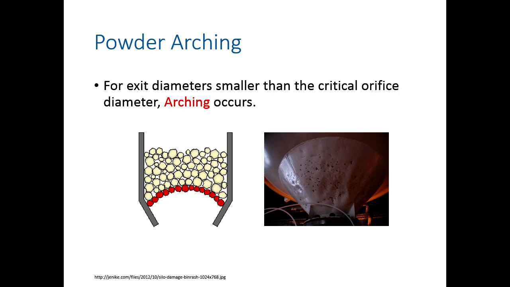So we measure the critical orifice diameter. If the orifice diameter of the container is smaller than the critical orifice diameter, arching appears above the exit, where the powder is blocked in the container and it refuses to flow.